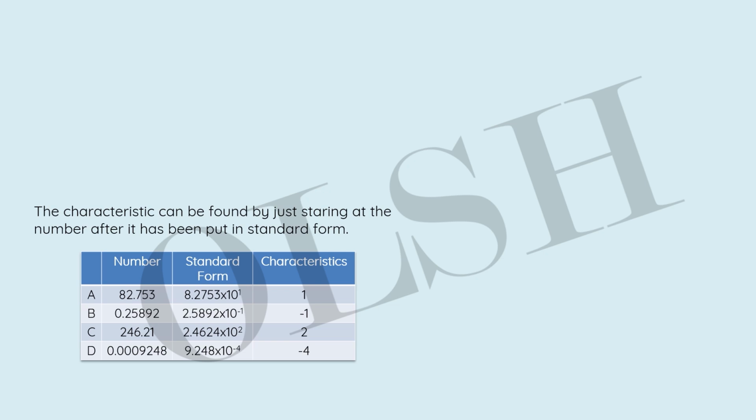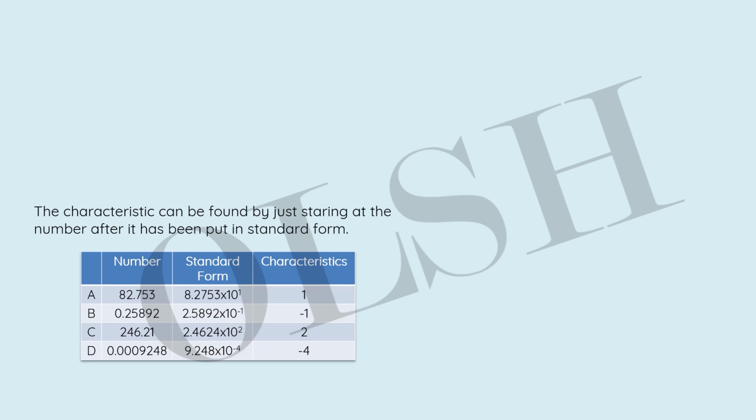So you see why it's important you put your number in standard form, so you can quickly pick up your characteristic. Now, looking at the numbers we have in the table here, we have 4 numbers in the table. It's 82.753. If we put that in standard form, we have 8.2753 times 10 raised to the power of 1. Now, automatically, our characteristic is 1. Okay, that can be easily seen. Then the second one, 0.25892, in standard form is 2.5892 times 10 raised to the power of minus 1. Automatically, our characteristic is minus 1.